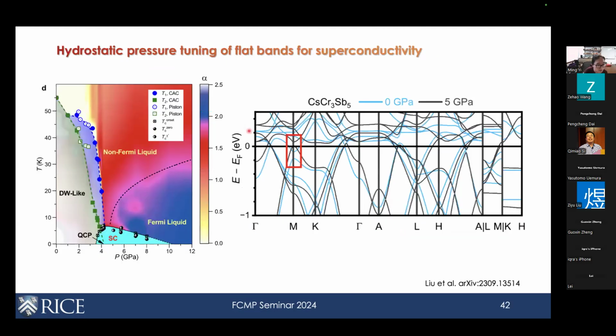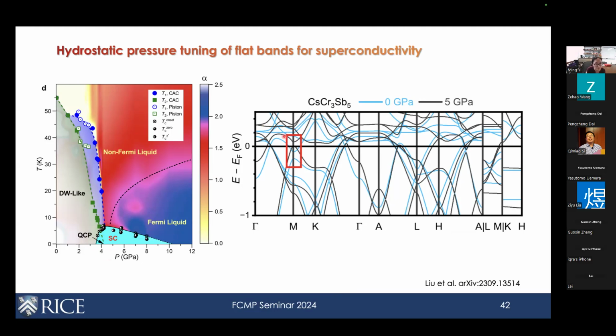Okay. Lastly, that's all the data. I wanted to also talk a little bit about the potential connection to superconductivity. So this is in the original paper. We know that when these ordered phases are suppressed, this is eventually where we see the superconductivity. And from the DFT perspective, what they see is that by going to 5 GPa, which is where the superconducting dome is maximized-ish, there's quite a bit of tuning of the location of flat bands.